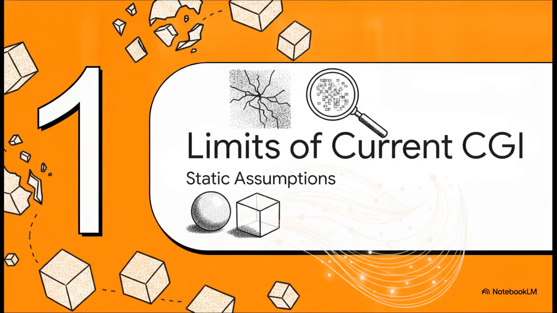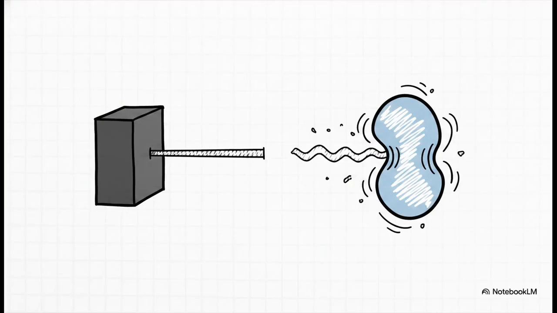All right, Section 1, the limits of current CGI, and the problem with static assumptions. According to the researchers, the fundamental limitation of how classical rendering and ray tracing operate right now basically comes down to a single assumption. See, traditional light rendering techniques treat the optical properties of materials as completely static. So what does that actually mean? It means the computer assumes the material itself doesn't fundamentally change just because light is hitting it.